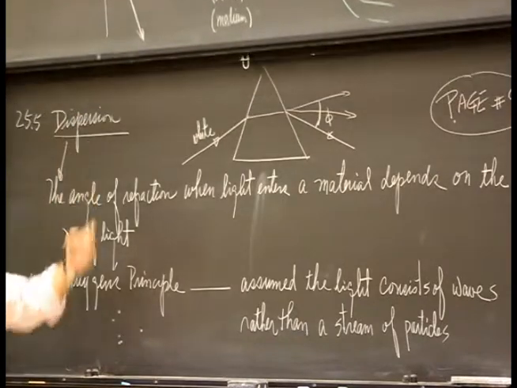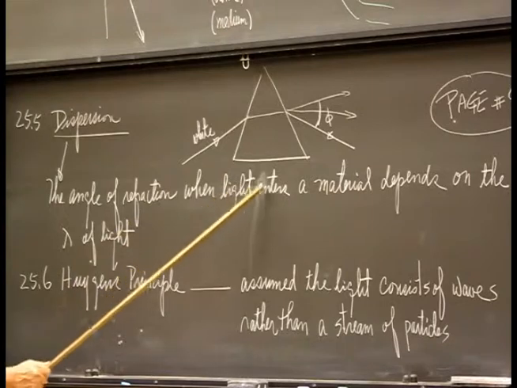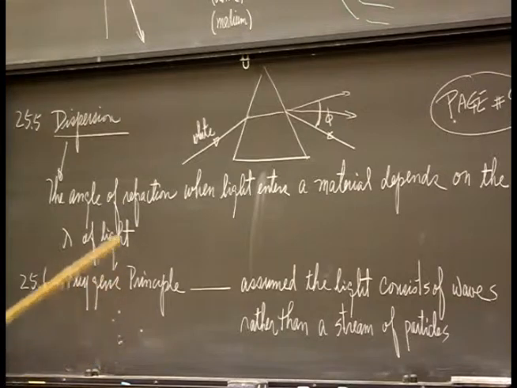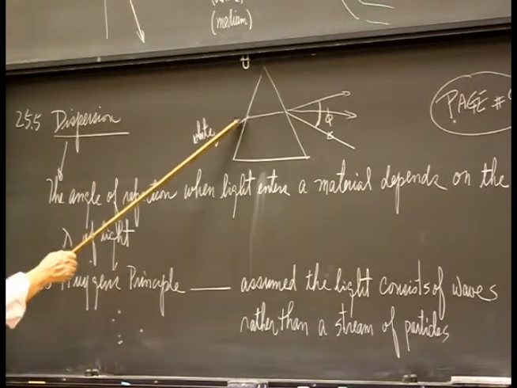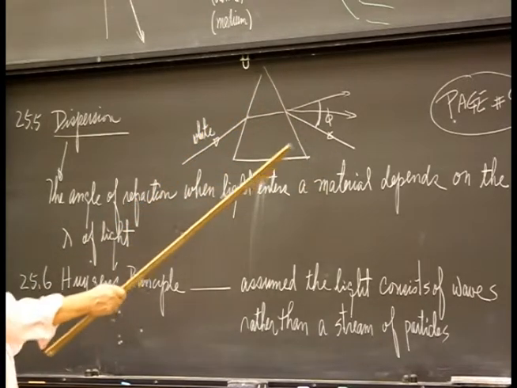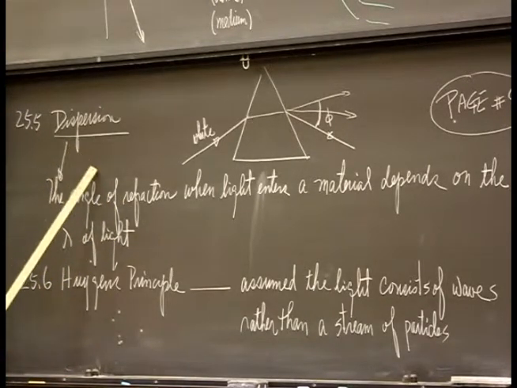On page 9, we are talking about dispersion. In the book it is section 25.5. The angle of refraction, when the light enters a material, depends on the wavelength lambda. That means white light coming in is going to be dispersed, from blue to red, with all different refraction angles. So this is called dispersion.